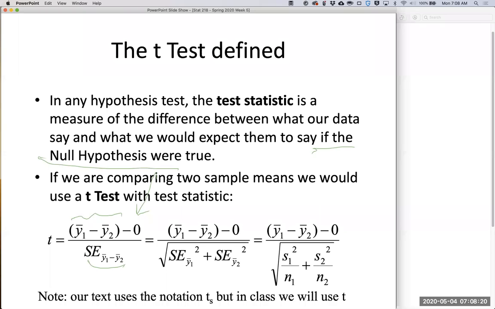Which tells us how different our estimate is from what we're attempting to estimate. So how different is the estimate from what we're attempting to estimate? Here's our estimate.